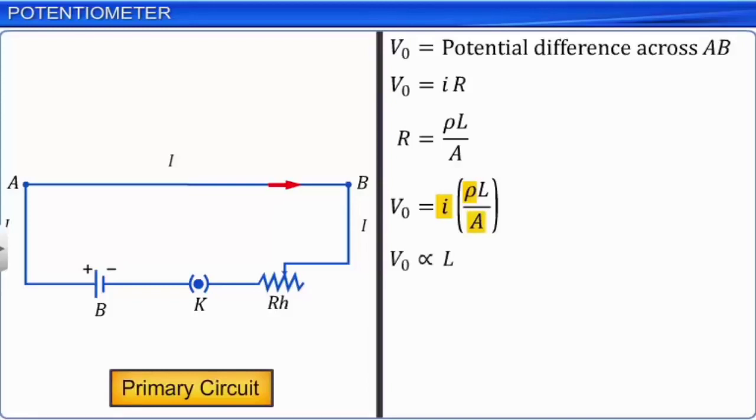Thus, the ratio V0 to L is constant and is referred to as potential drop per unit length, phi, of the potentiometer, and is measured in volt per meter. Hence, we have V0 is equal to phi L. Let this be equation 1.